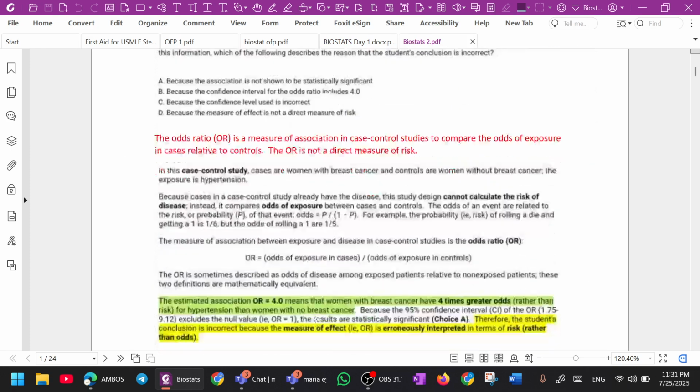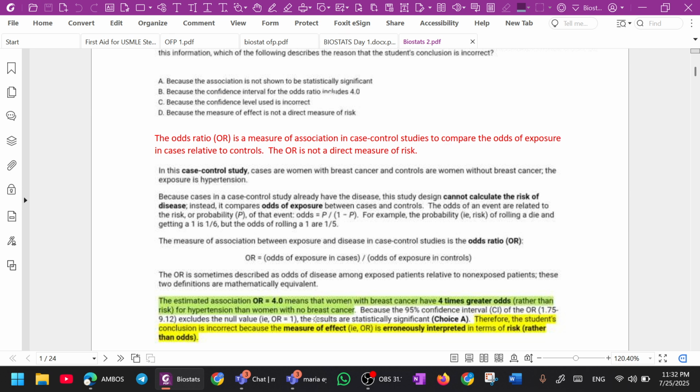Okay, keep reading. The odds ratio is a measure of association in case control studies to compare the odds of exposure in cases relative to the controls. The odds ratio is not a direct measure of risk. In this case control study, cases are women with breast cancer and controls are women without breast cancer. The exposure is hypertension. Because cases in a case control study already have the disease, this study design cannot calculate the risk of the disease. Instead, it compares the odds of exposure between the cases and the controls.